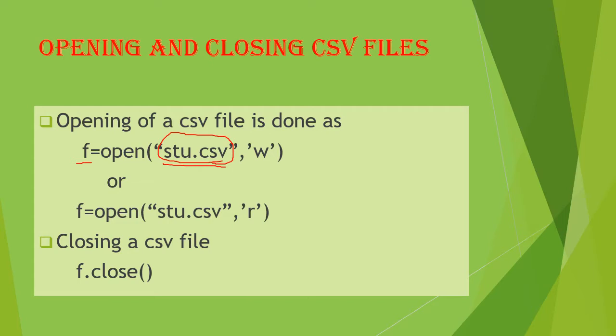Next is the access mode. It can be either W or R. We can open a CSV file either in write mode or in read mode. Now how to close a file? It is the same as closing a text file or a binary file, that is f.close().